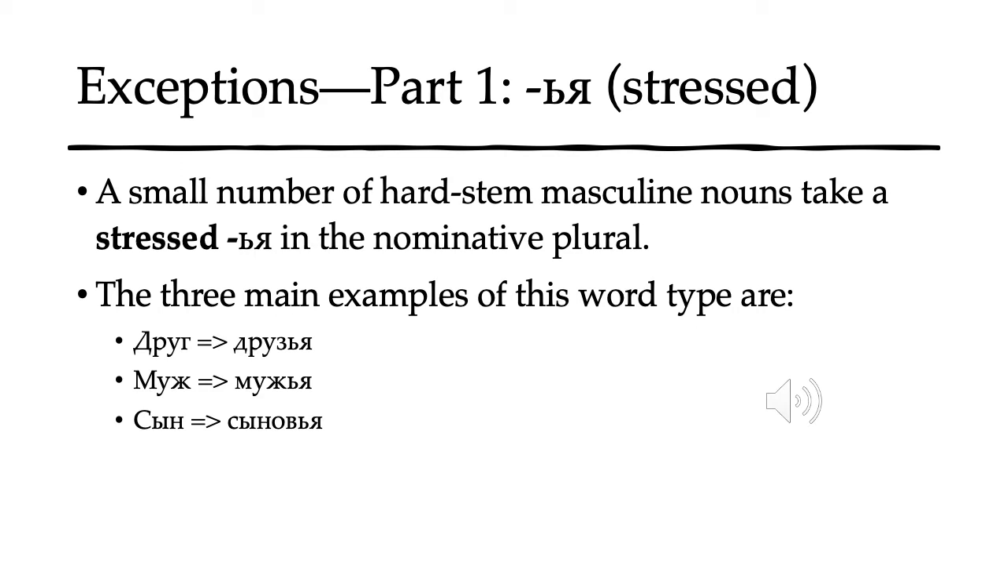And the final important noun in this group is syn, son, which becomes synovya. Note once again that we have a mutation. We actually add the suffix ov to the noun when we add these plural endings. So syn, synovya.